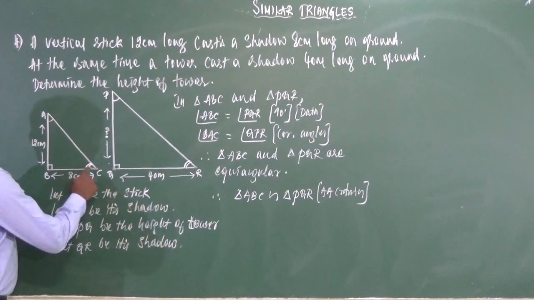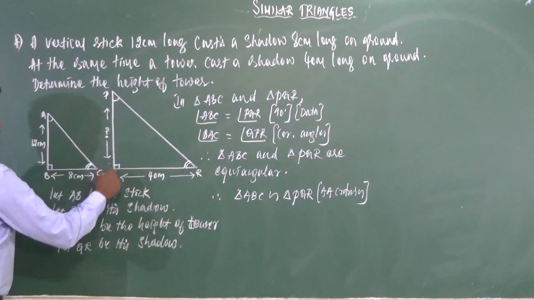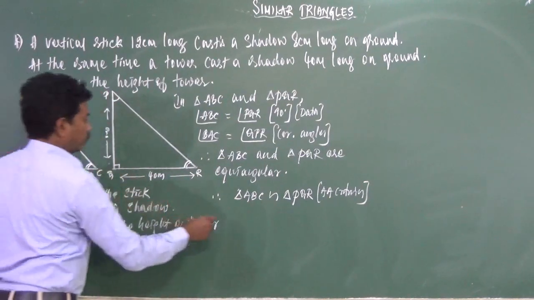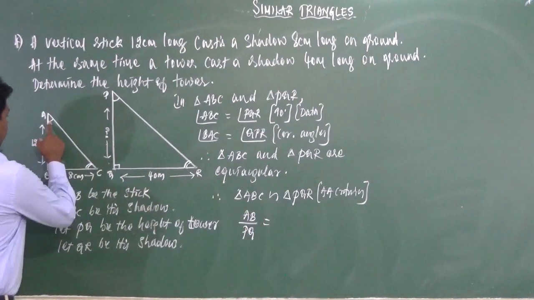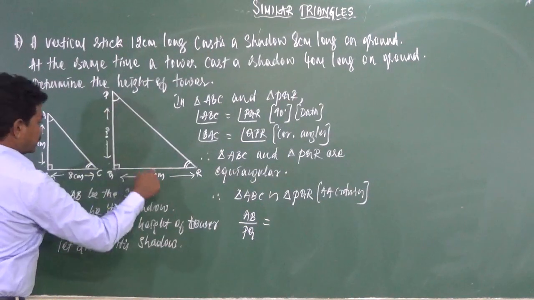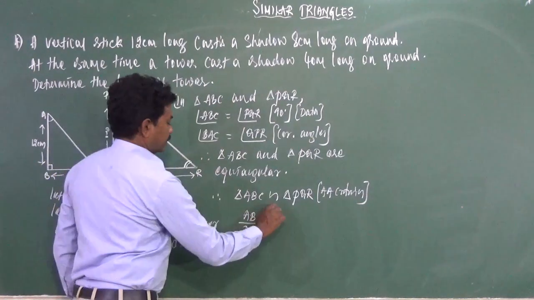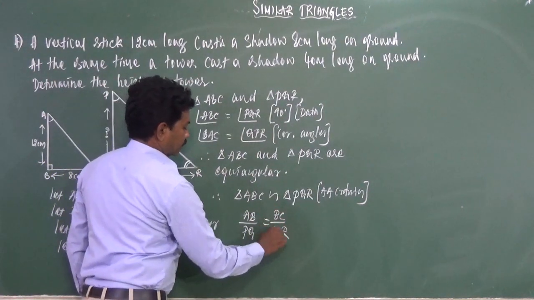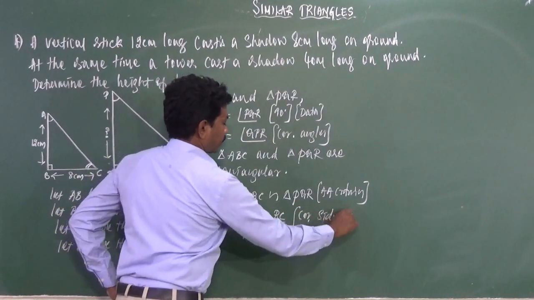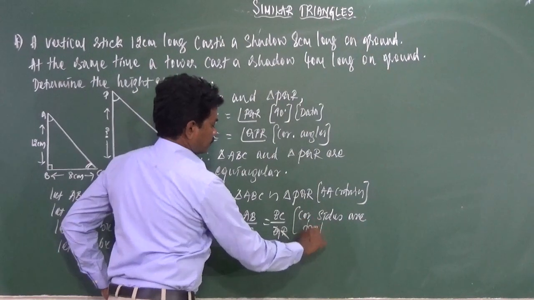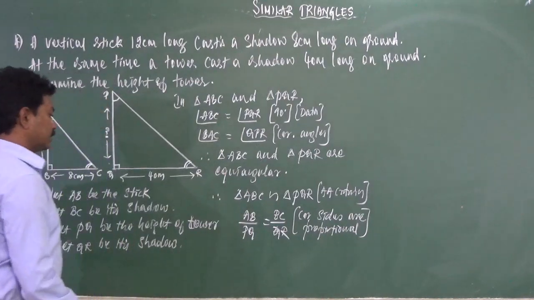So now we will take the side opposite to this angle, that is AB. This angle is equal to this, so the opposite side is PQ. So therefore AB by PQ is equal to BC by QR, because the side opposite to this angle is BC and opposite to the equal angle is QR. So BC and QR are corresponding sides. The reason is corresponding sides are proportional. Now let us take the values.